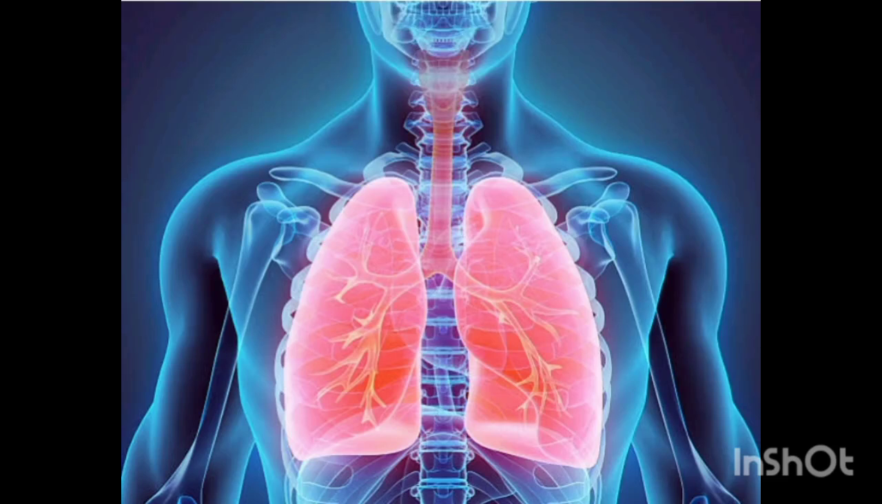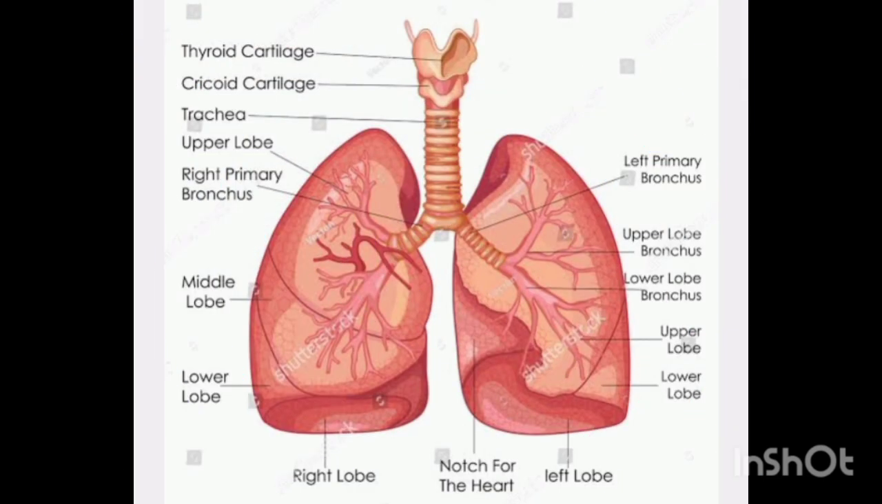The lungs are two vital organs in the human body responsible for exchanging oxygen and carbon dioxide through the process of respiration. Here's a detailed description. Location and structure. The lungs are located in the chest cavity, one on each side of the heart. They are cone-shaped, with the base facing downwards and the apex facing upwards.